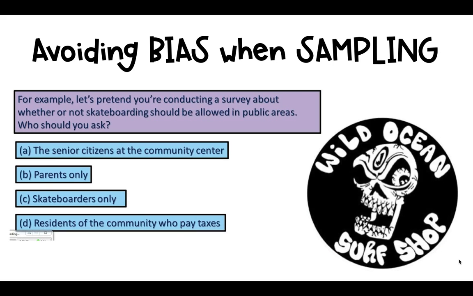Or should we choose the better random option D, which is all residents of the community who pay taxes? That will include some senior citizens, some parents, also some adult skateboarders. Picking that random sample is going to avoid bias, and we want to make sure that we're not over or underestimating that data.